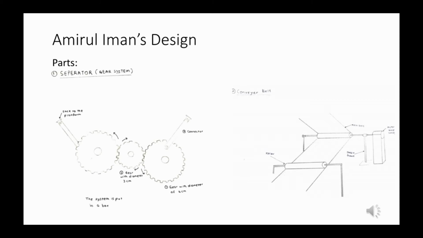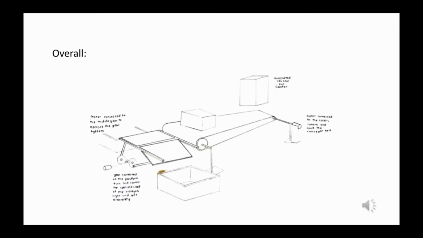Next is the conveyor belt. The conveyor belt has two rollers located at each end, and one roller will be connected to the motor that will move the conveyor belt system. This is the overall design.